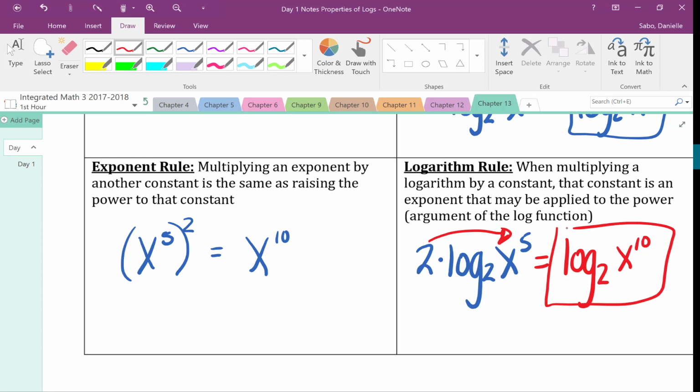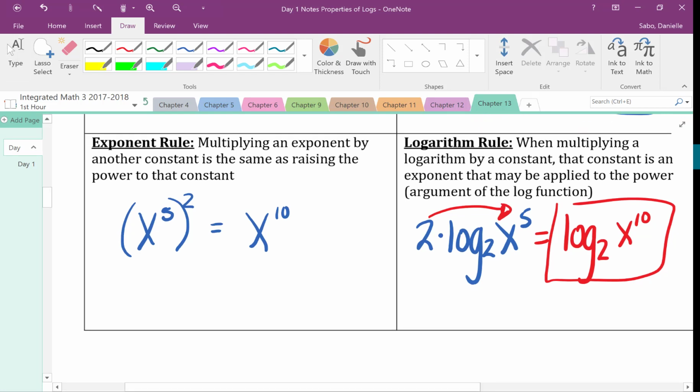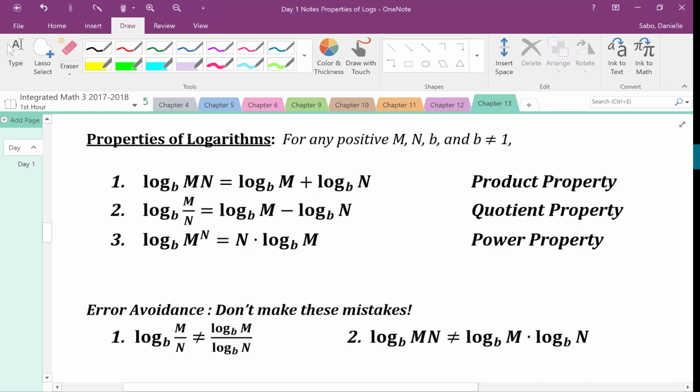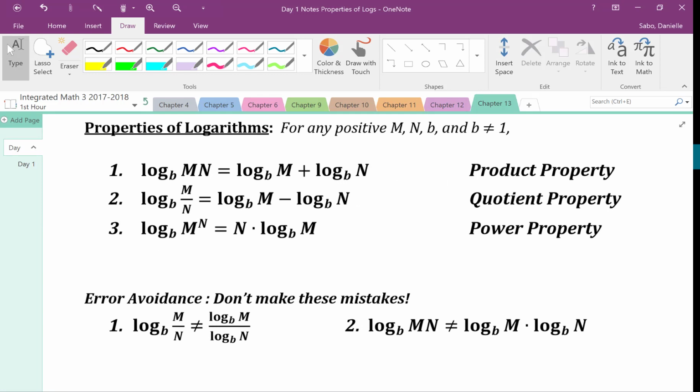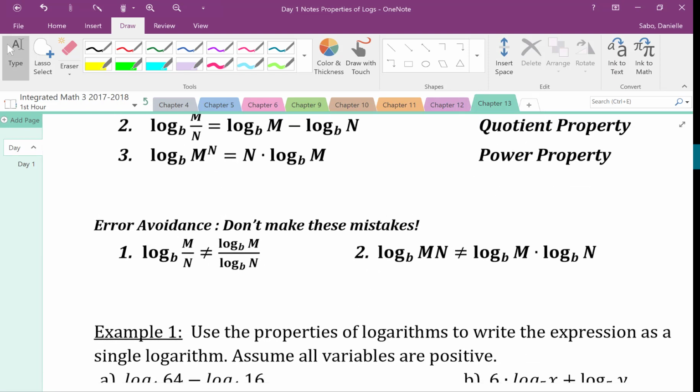So you really don't have to memorize anything new because it's the same as exponential. Okay? All right, so properties of logs. For any positive m, n, and b, where b cannot be 1. Here, so let's talk about these. We have these properties. What we just did together, this is a summary of it. That's all that is. So, error avoidance. Don't make these mistakes.